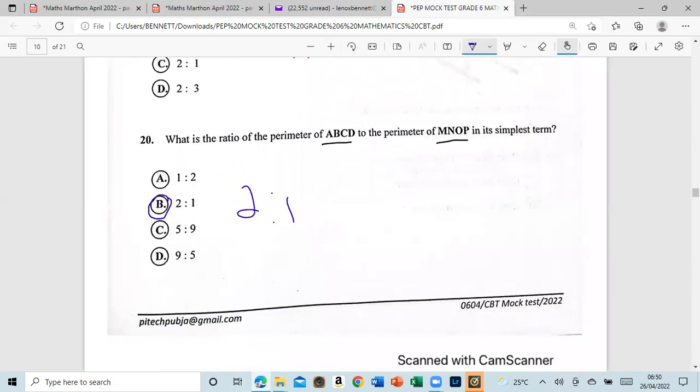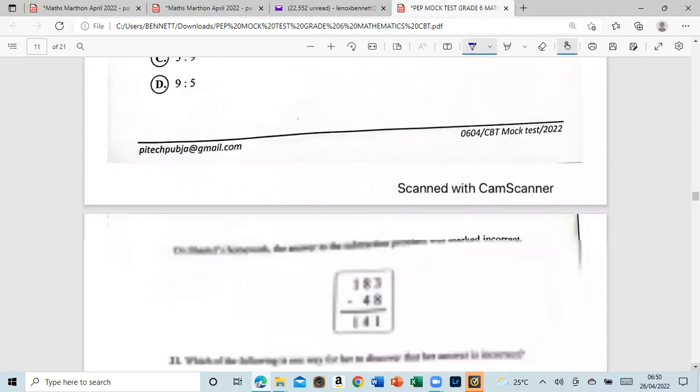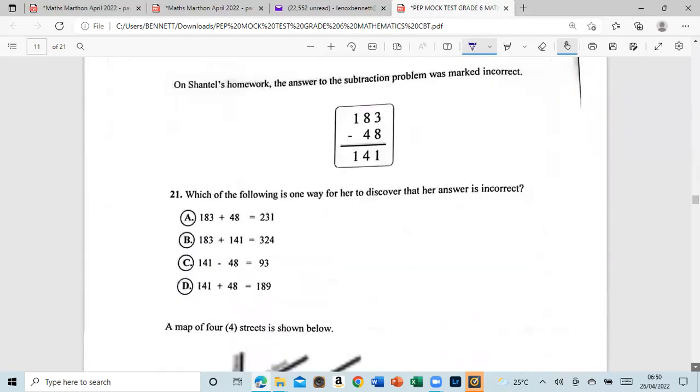Take your time. Read through the question. I always tell my students, write what they ask you for. All right? So it says, on Chantel's homework, the answer to the subtraction problem was marked incorrect. Which of the following is one way for her to discover that the answer is incorrect?